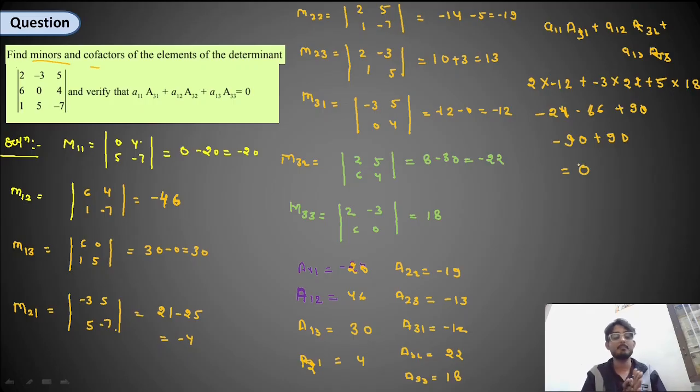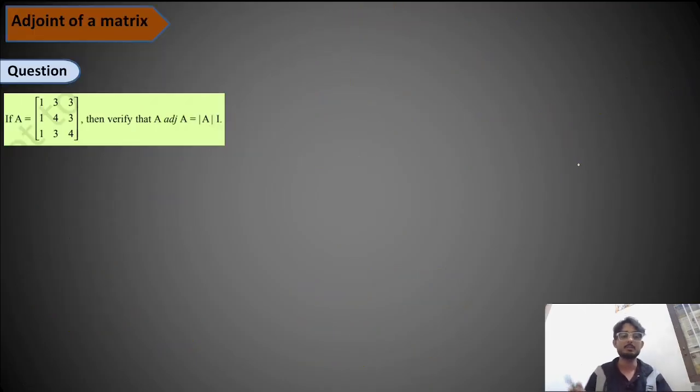Also we have found the minors and cofactors and proved this equation. How can you find the minors, how can you find the cofactor of any given matrix, and what is the basic difference between cofactor and minor? Let's move on to another example. Find the adjoint of a matrix, then prove that A into adjoint of A equal to determinant of A into identity matrix. How can you prove this?